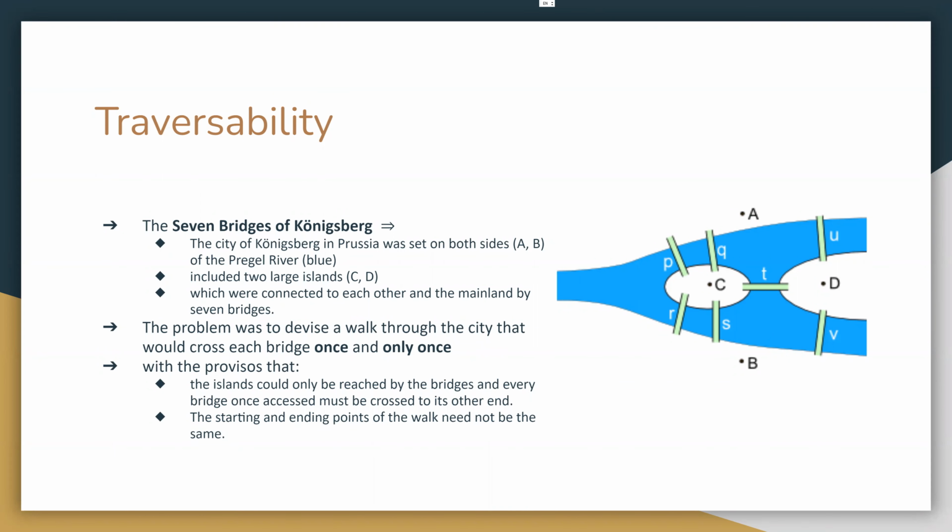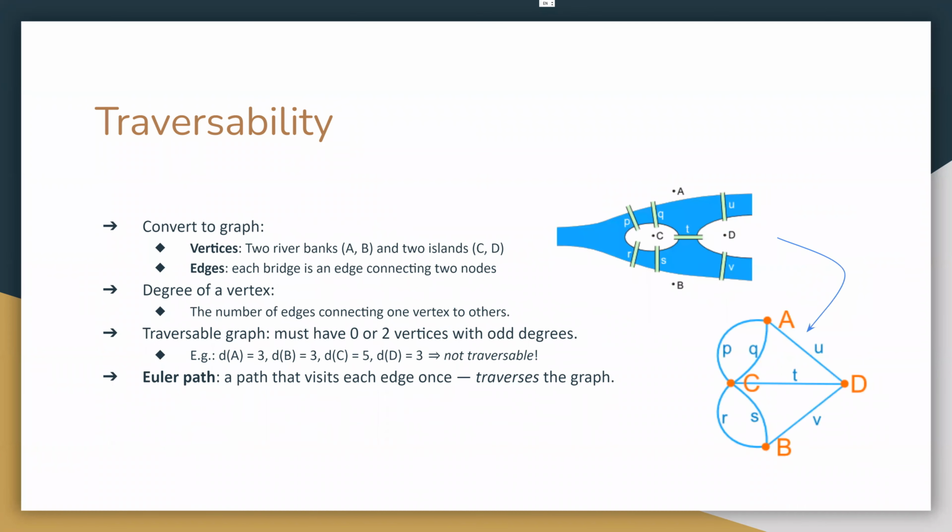So that's a famous problem in the olden days. One famous mathematician, his name is Euler, figured it out. The way he figured it out is by turning this into a graph, as we've shown in this illustration here.